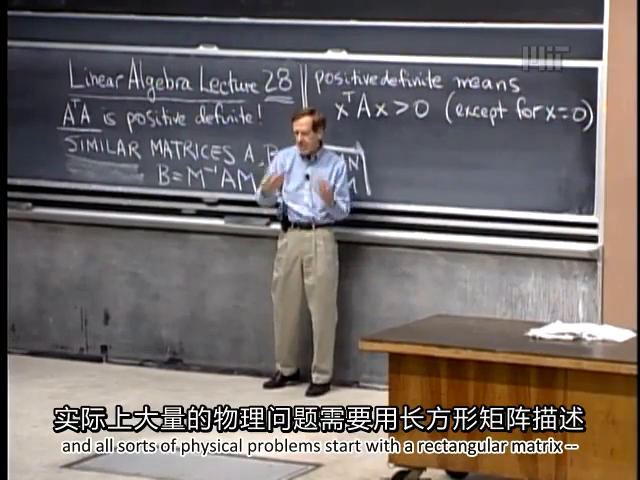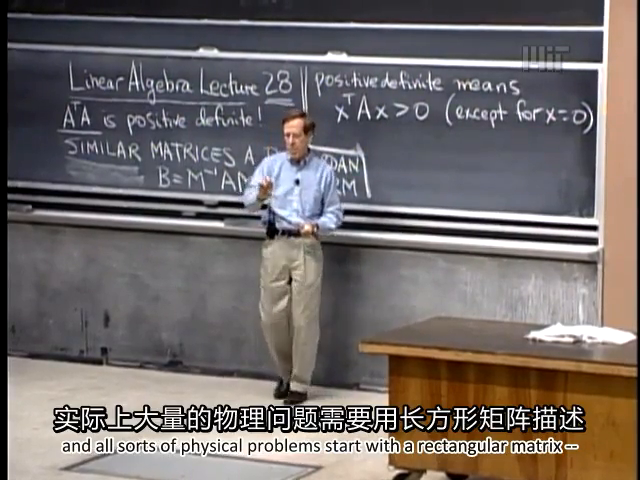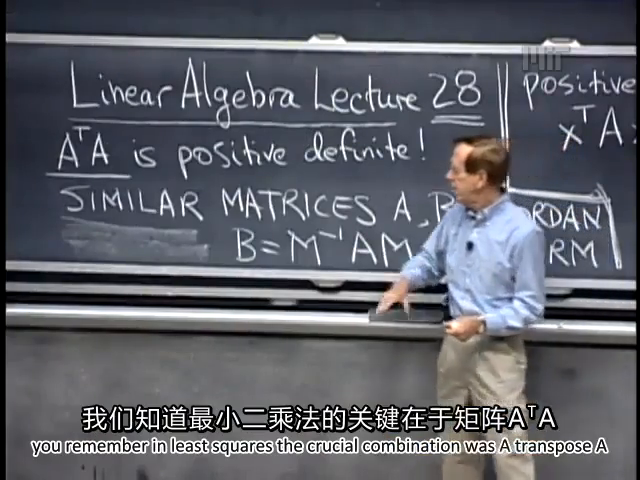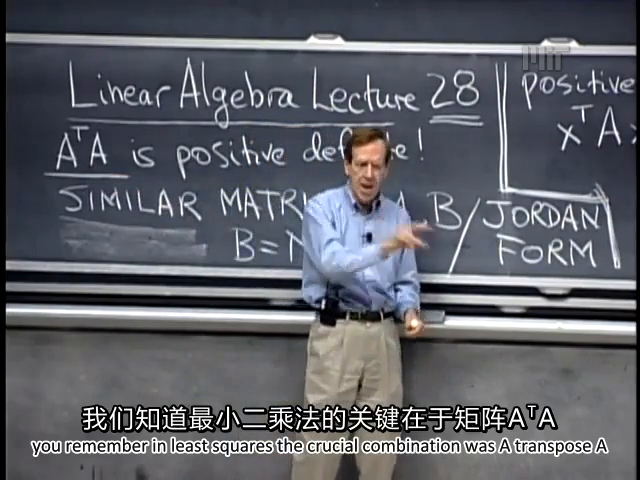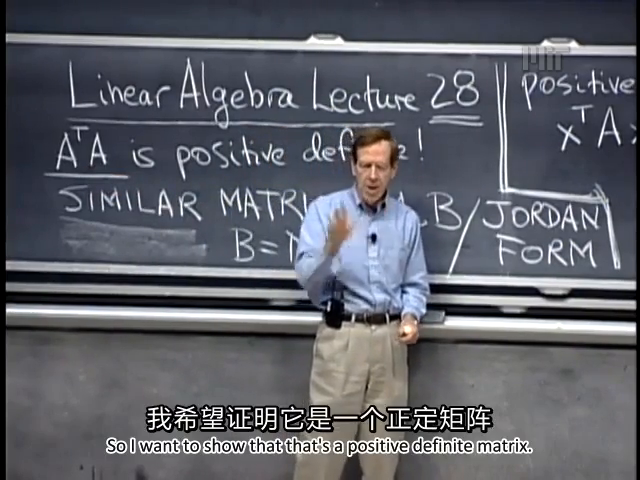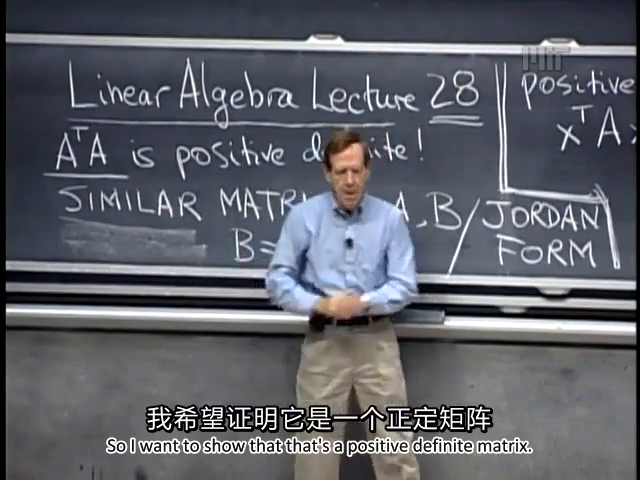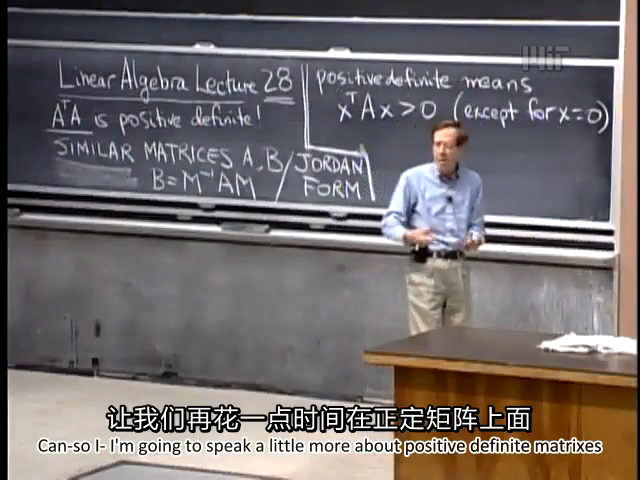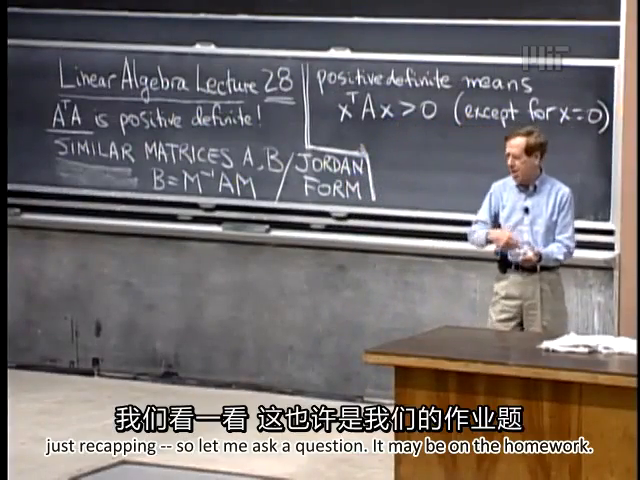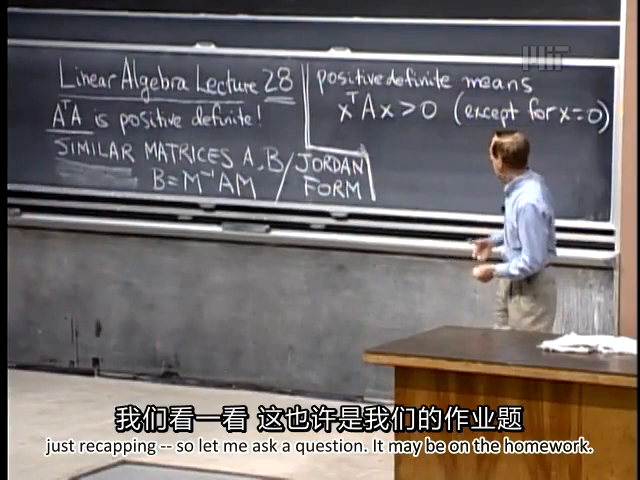And all sorts of physical problems start with a rectangular matrix. You remember in least squares the crucial combination was A transpose A. So I want to show that that's a positive definite matrix. So I'm going to speak a little more about positive definite matrices, just recapping.